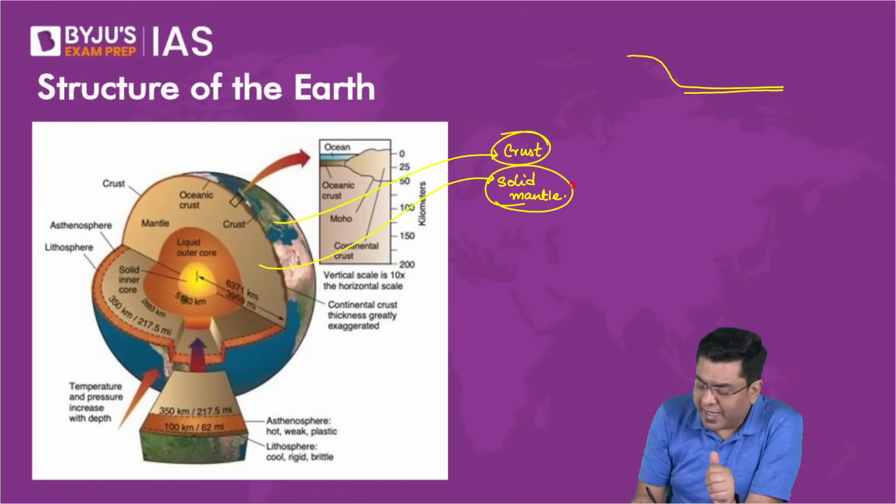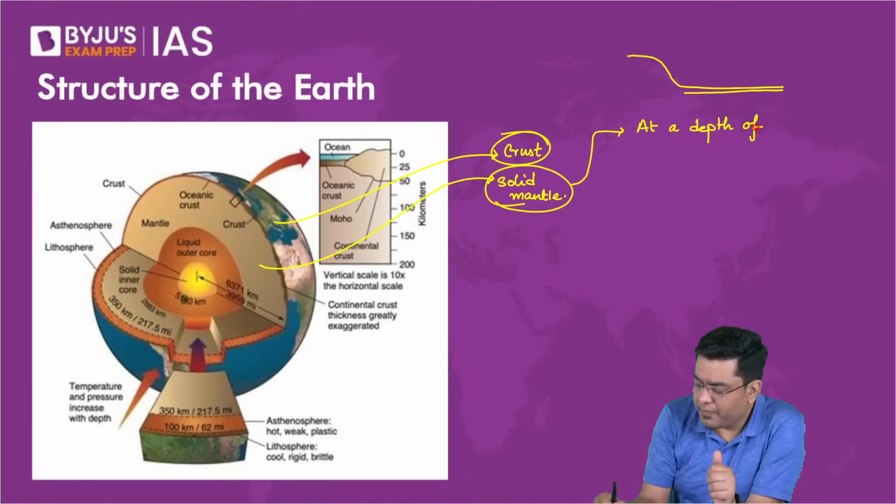Okay, so in that solid mantle, at a depth of 160 to 400 kilometers from the surface.